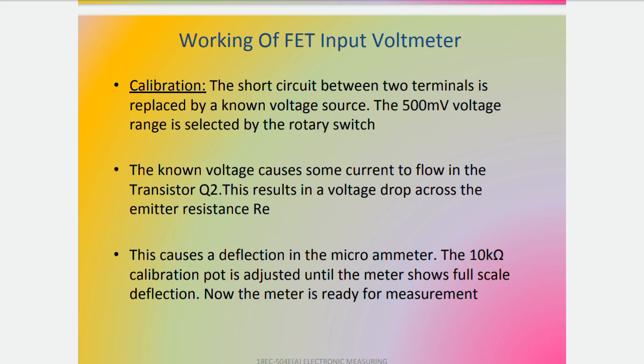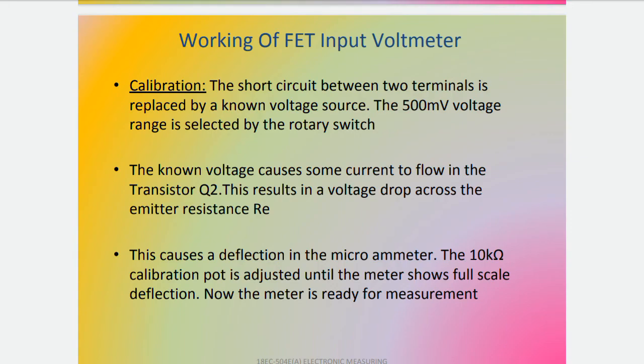That means when the input voltage is applied, the bias on Q2 increases. This causes the unknown voltage, that is Vx, to increase and hence a proportional current flows through the meter. Thus the deflection of the meter is proportional to the input voltage within the dynamic range of the amplifier.